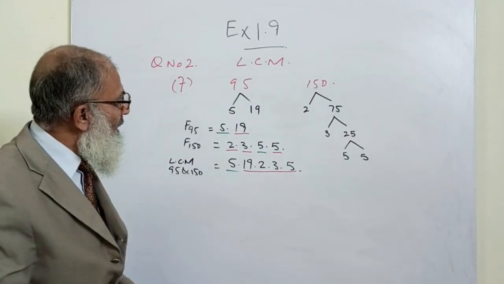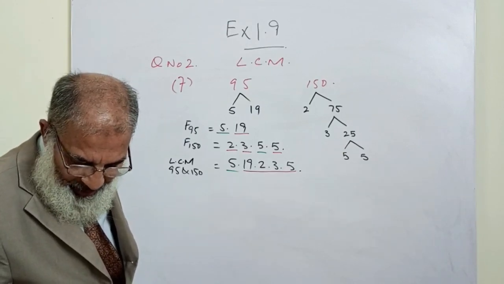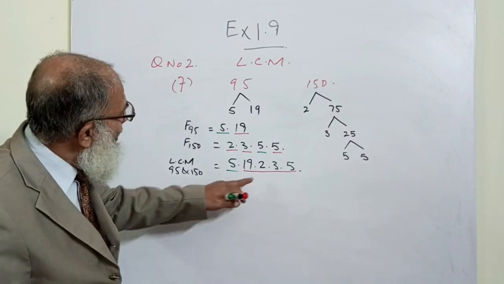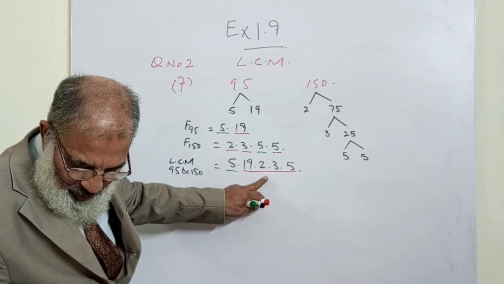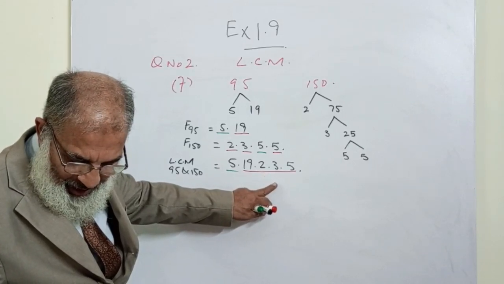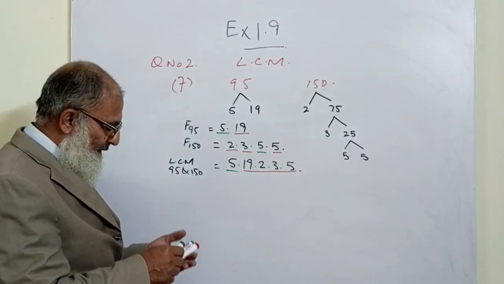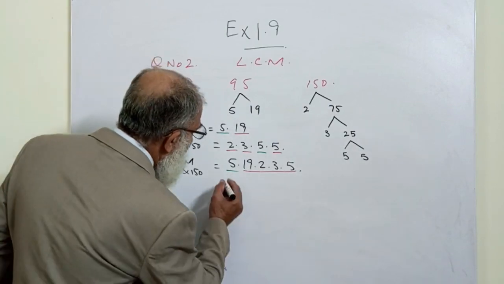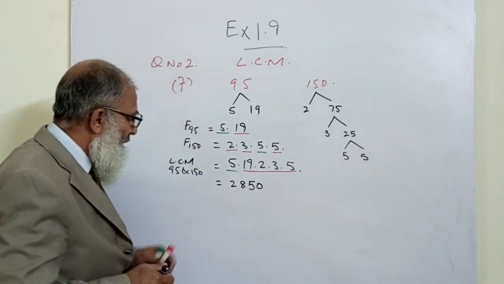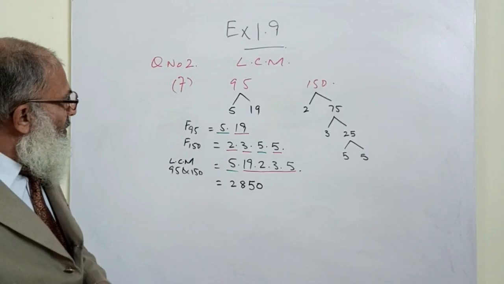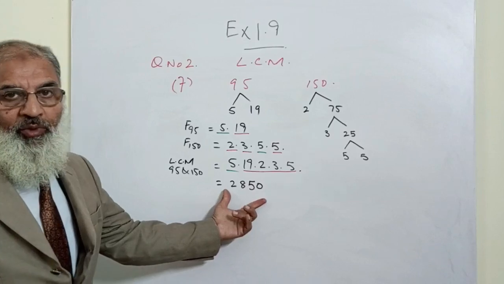So we have to multiply all these. Multiplied by 5 gives us 95, and then multiplied by 2, then multiplied by 3, then multiplied by 5, we get 2850. The answer is 2850. Now this is a very big LCM for these two numbers. The working was short, but you see the LCM is quite a big one.